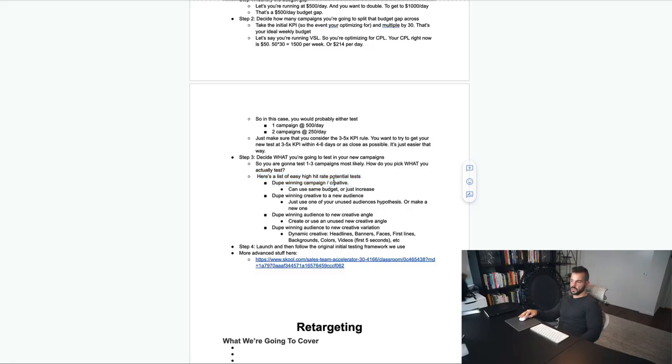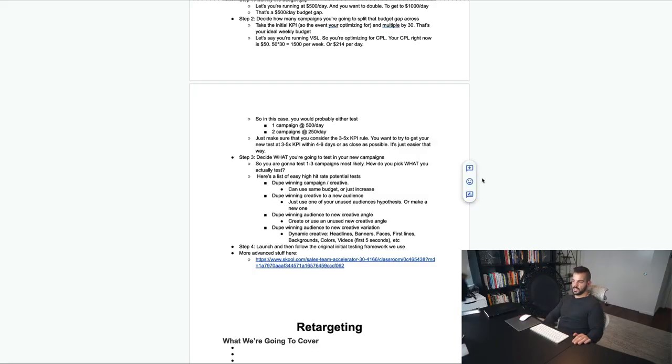Okay, so here's a list of easy, high hit rate potential tests. Number 1 is literally the easiest thing: you take the winner that you already have, you dupe it, and you can use the same budget or a different budget. Let's say you have a winner at $250 a day. You can just dupe it with the same creative, same settings, same everything, and run it at $500 a day. Or you could run it at $250, to keep it simple.